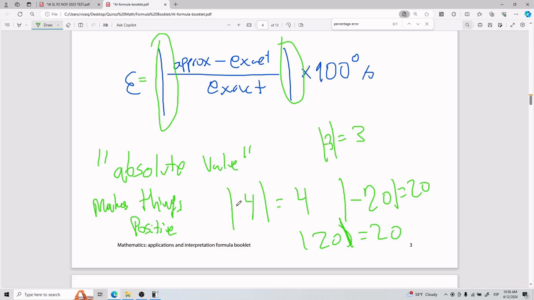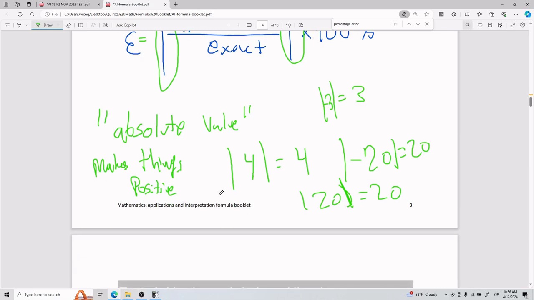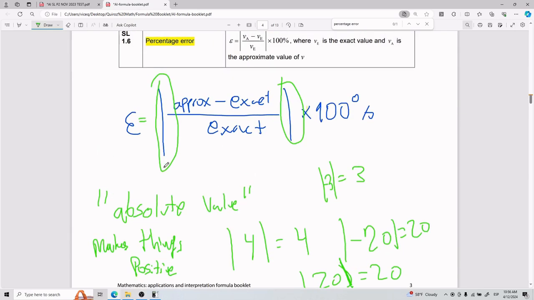If only I could apply absolute value to my life, I might look at things differently. Anyways, absolute value makes things positive, okay?